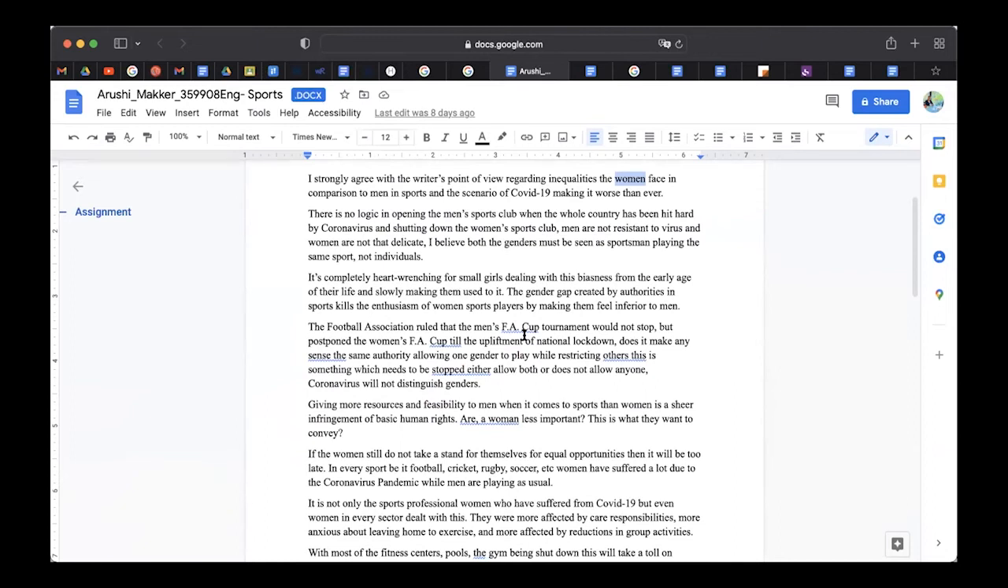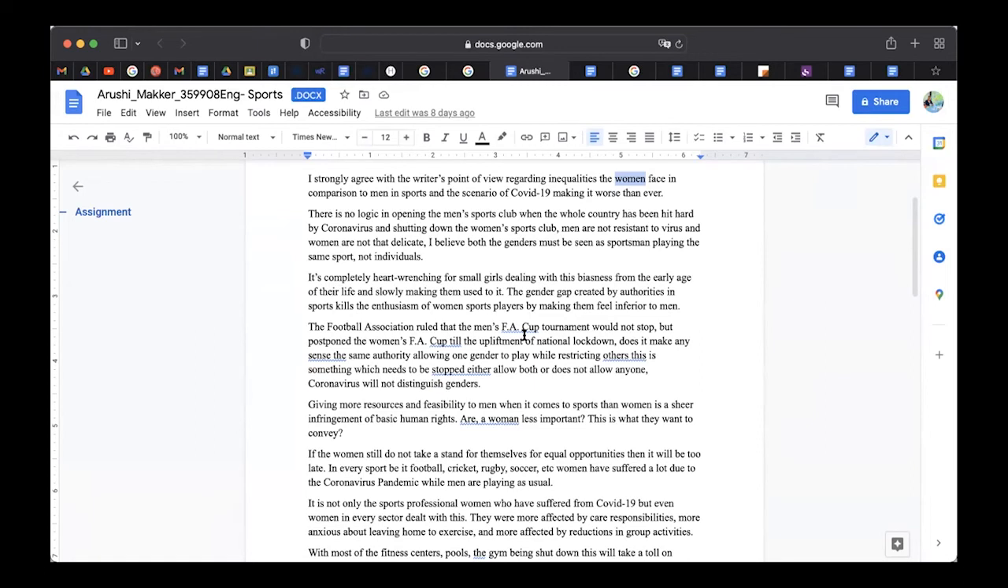No, it's very prosaic, in the sense it goes on and it doesn't pause. There's no logic in opening the men's sports clubs while the whole country has been hit hard by coronavirus and shutting down the women's sports club. Full stop. Men are not resistant to the virus and women are not that delicate either. Full stop. I believe both the genders must be seen as, okay, sportsman is anyway a man, right?